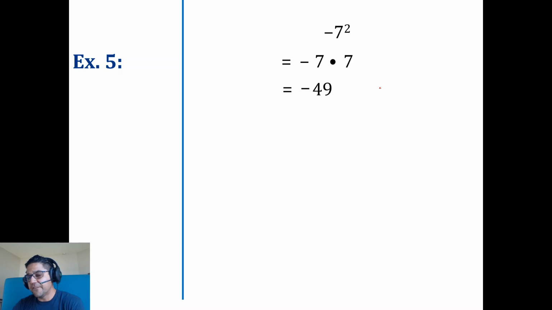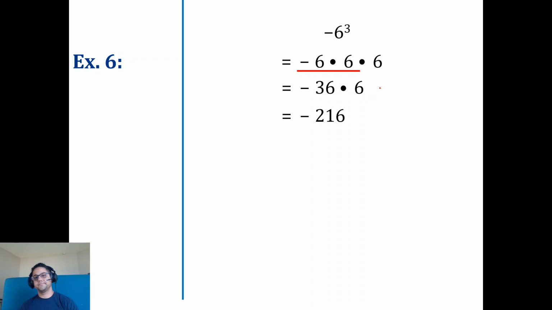So the true difference is, do we have parentheses or no parentheses? So if you notice on this one, no parentheses. I've got an exponent of 3, so that means the opposite of 6 times 6 times 6. So if I multiply it out, 6 times 6 is 36, and 36 times 6 is negative 216.